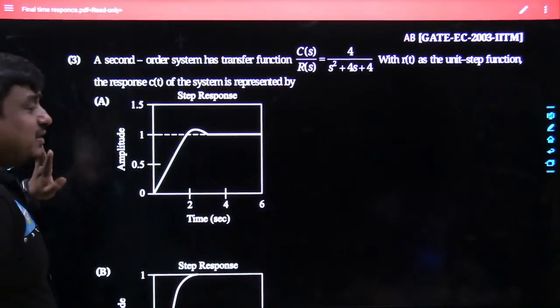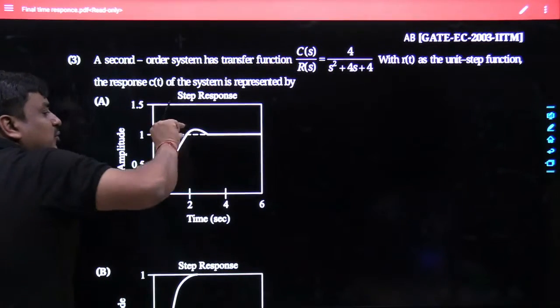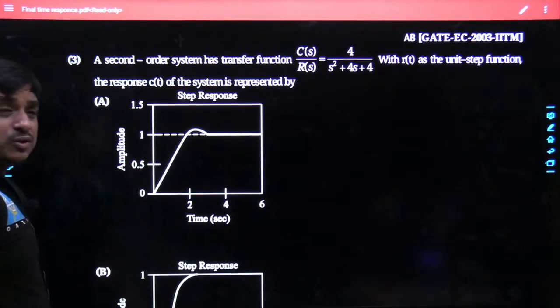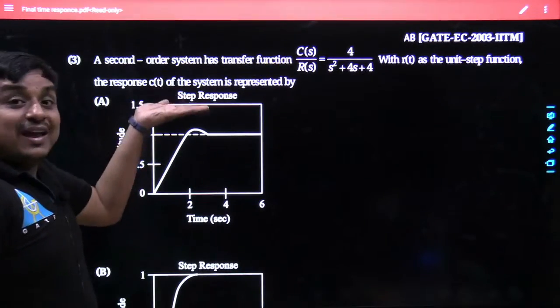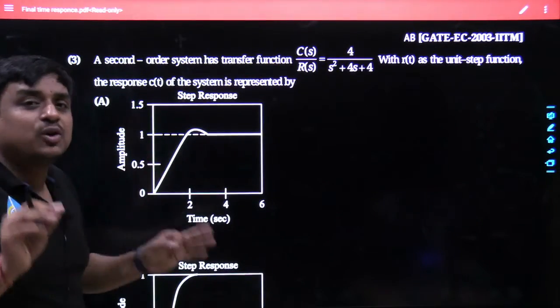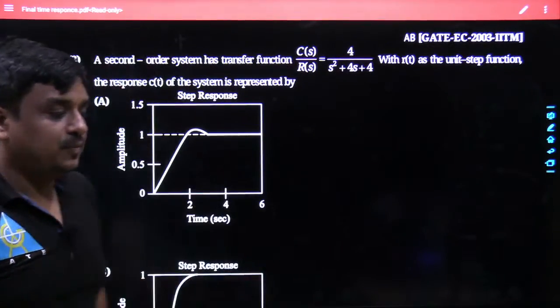Obviously, A can't be the best answer. Why? Because in this option, you can see there was an overshoot. What does it mean by overshoot? That means the response of the system went above the steady state value. That would happen only when zeta is between 0 and 1, neither 0 nor 1.